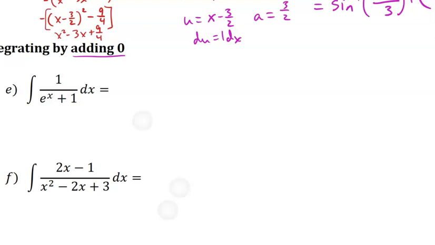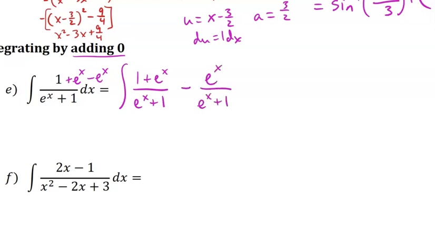So what I'm looking at is I see e to the x plus 1 in my denominator. If I had an e to the x added in my numerator up here, order doesn't matter with addition, this would reduce to 1. But if I add e to the x, I also need to subtract e to the x. Okay, so this is what I have now. I have 1 plus e to the x over e to the x plus 1, and then minus e to the x over e to the x plus 1 dx.